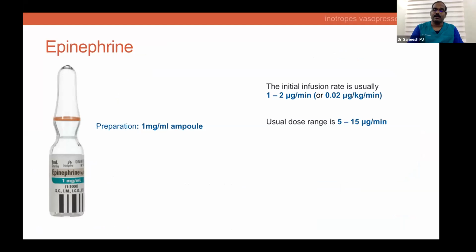Epinephrine is another catecholamine vasopressor. Its preparation is 1 milligram in a 1 ml ampule. Initially, we start with 1 to 2 mics per minute or 0.02 mics per kg per minute. The usual dose range is around 5 to 15 micrograms per minute.